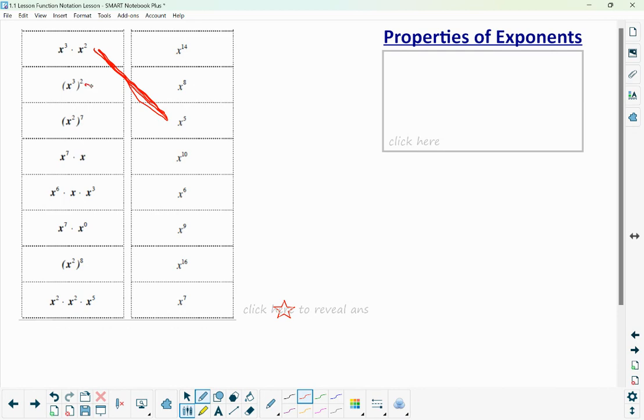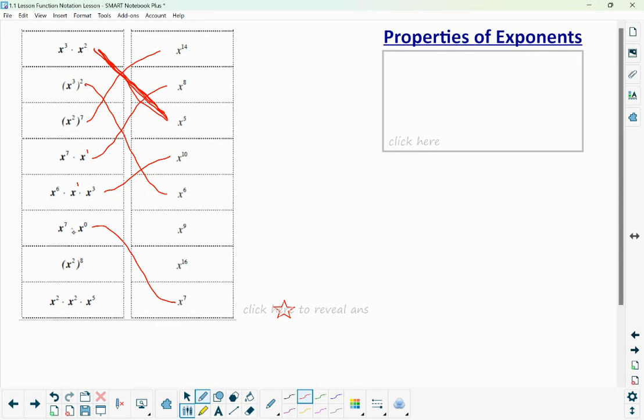This one is x to the 6th because we multiply those powers together. This one is x to the 14th because we multiply those powers together. This one is x to the 8th because we have x to the 7th and we're multiplying it by one more power of x. So that's x to the 8th. This one would be x to the power of 10. Here we have x to the 7th multiplied by x to the 0. So if we add those powers together, it is just x to the 7th.